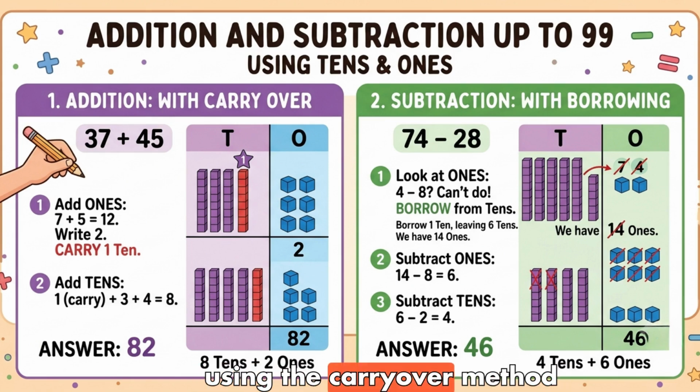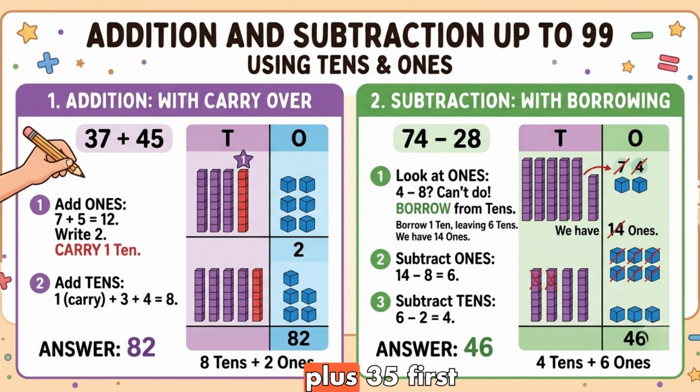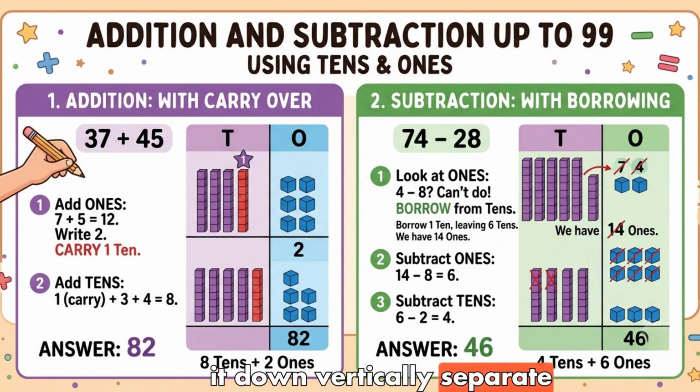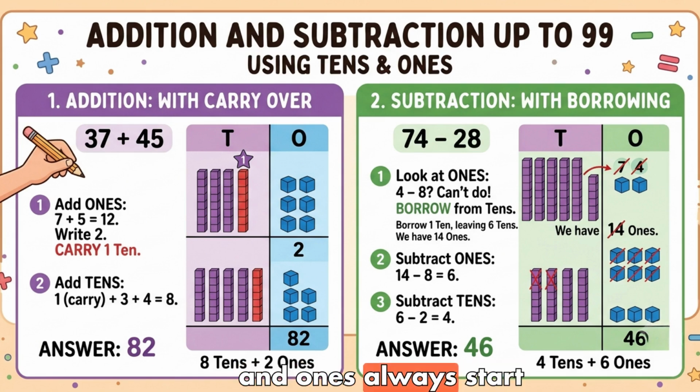Addition using the carryover method. Let us solve 28 plus 35. First, you write it down vertically. Separate your columns for tens and ones. Always start on the right side, which is the ones side. Second, you add the ones.